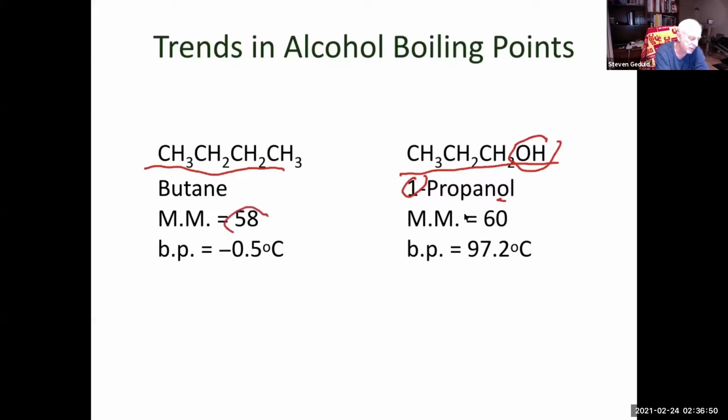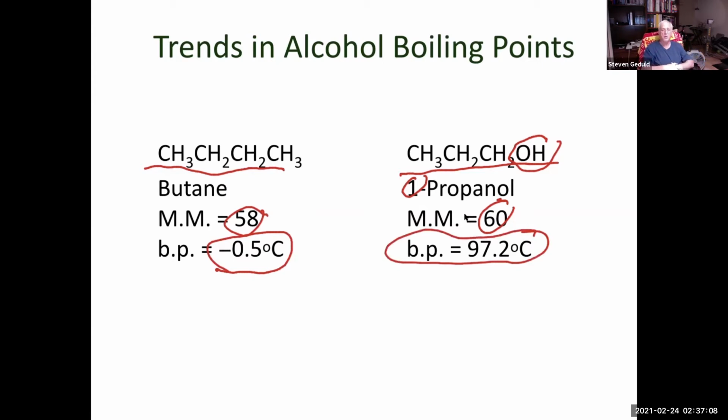Molecular weights are very similar. This has a boiling point of 0.5 degrees centigrade. Okay, that's what it boils at. Boiling point of propanol is 97.2 degrees centigrade. Big difference. They both have roughly the same molecular weight, but here you have hydrogen bonding. Hydrogen bonding is that very strong bond that holds them together, so they don't pull apart with heat as easily. So their boiling points increase tremendously with hydrogen bonding.